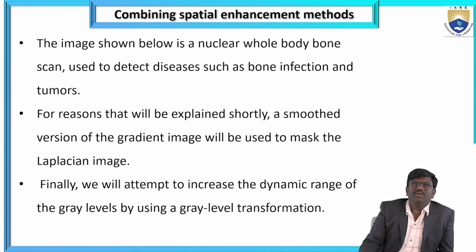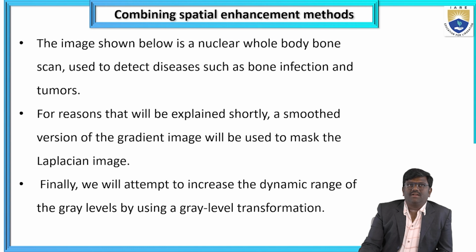The image shown below is a nuclear whole body bone scan used to detect diseases such as bone infection and tumors. For reasons that will be explained shortly, a smoothed version of the gradient image will be used to mask the Laplacian image. Finally, we will attempt to increase the dynamic range of the gray levels by using a gray level transformation. This is called the spatial enhancement process.